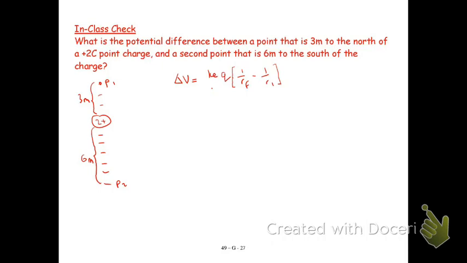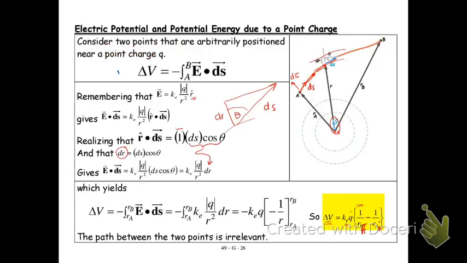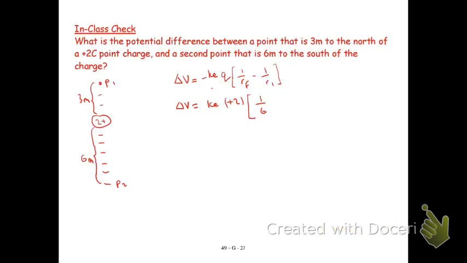Okay? So delta V equals, leave k_e alone, q is plus 2, 1 over 6. I think there should be a minus sign in there. Am I right? Let me go back. No, it's a positive sign. Sorry. So k_e q times 1 over 6 minus 1 over 3, which equals k_e times plus 2 times 1 over 6 minus 2 over 6. Delta V is equal to k_e times plus 2 times 1 over 6, which equals 0.33 k_e.